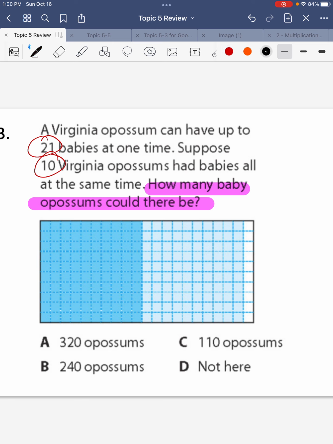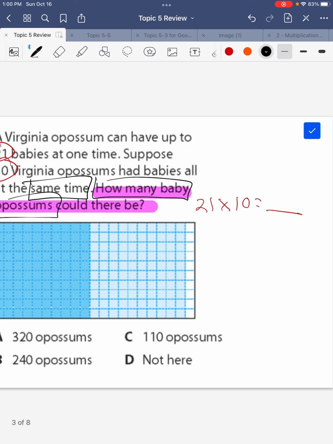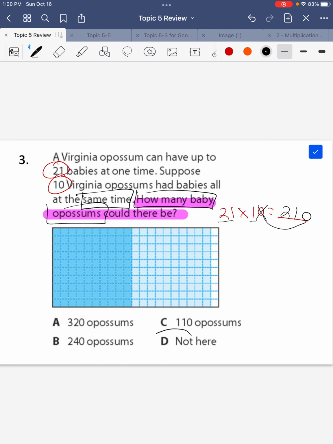Box in my keywords. Put at the same time. How many baby possums? Okay. So in this problem, it says all at the same time, I'm going to multiply. So I have 21 times 10. I have an egg here, so I'm going to drop it, cross it out, and 21 times 1 is 21. And it's not here, so my answer is going to be not here.